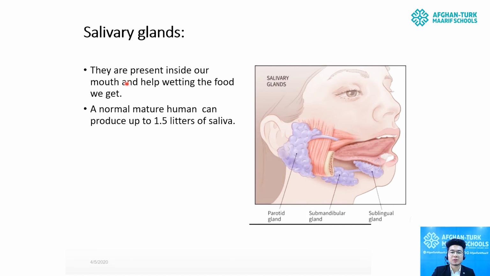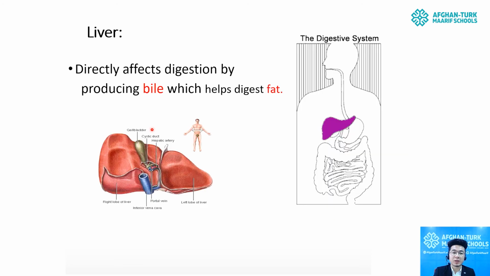First of all, salivary glands. They are present inside our mouth and help wet the food we eat. There are three salivary glands inside our body, which are parotid glands, submandibular glands, and also sublingual glands. A normal human body can produce up to 1.5 liters of saliva during a day.